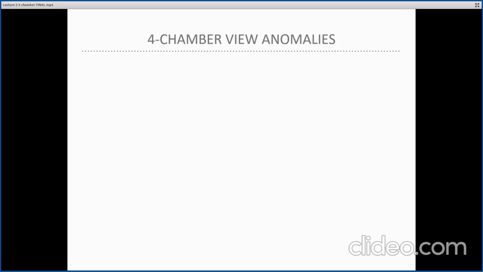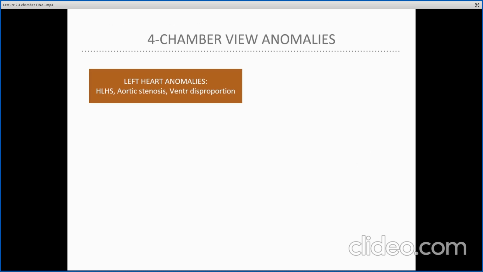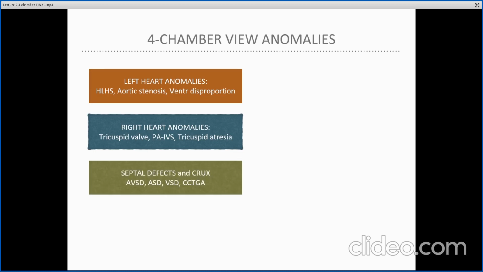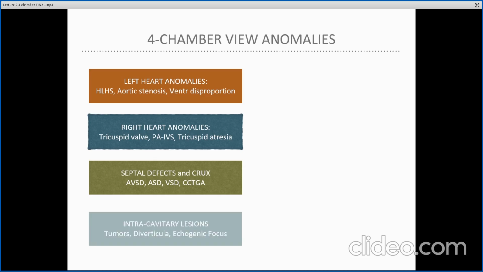So we can classify four-chamber view abnormalities with respect to their location as follows. Left heart abnormalities, in which we will see three conditions in this lecture. Right heart abnormalities, again there are three common conditions. Septal defects in the crux of the heart, where we'll examine mostly AV septal defect. Then we also see examples of septal defects, ASD, VSD, and also an abnormality of the offsetting in corrected transposition of great arteries. Intracavitary lesions include tumors, diverticula, echogenic focus, and so on.